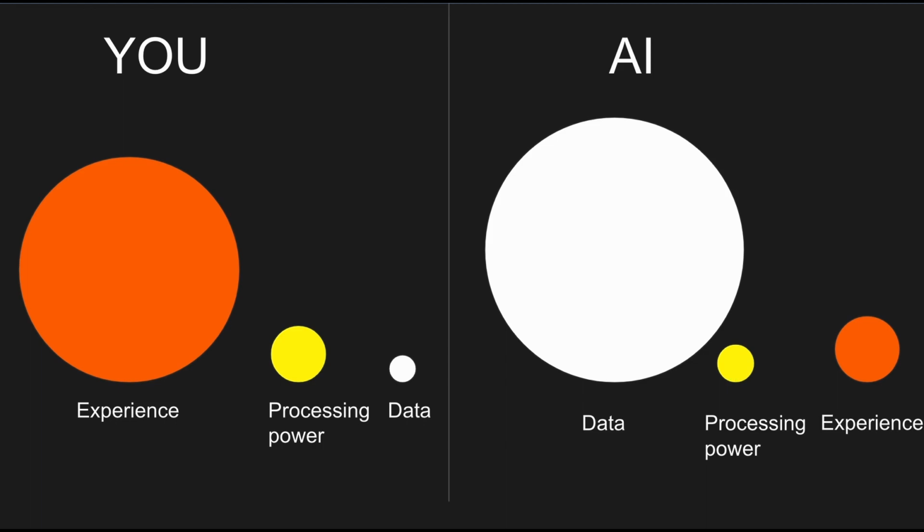Because we're adults, for example, and you've been on Earth for 20, 30, 40, 100 years, let's say, you get more and more experience with time. And the AI is just brand new, right? It's just born, and it has all the data you can imagine. It has a good amount of processing power but has no experience. And right now, it's gaining that experience.